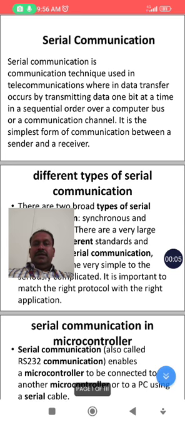And today I am discussing serial communications. So, what is meant by serial communication? Serial communication is the technique used in telecommunications wherein data transfer occurs by transmitting data one bit at a time in a sequential order over a computer bus or a communication channel. So, it is the simplest form of communication between sender and receiver.